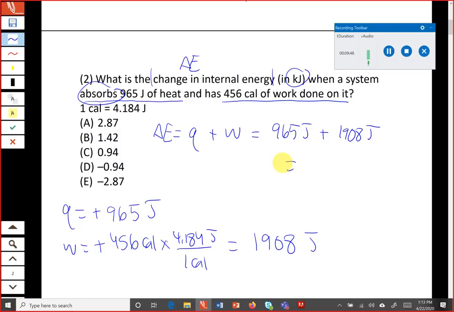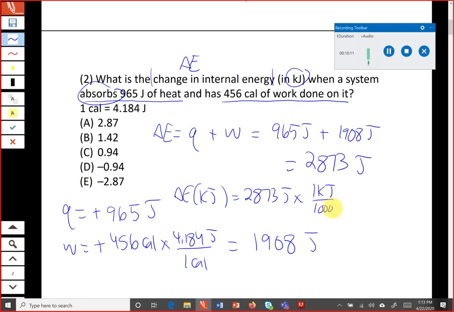Sorry, the rest of the problems I have worked out ahead of time, so I'm not going to have these pauses in the future. So what I got was 2,873 joules, and then the delta E in kilojoules, which is the answer unit that we're looking for, is going to be 2,873 joules times 1 kilojoule over 1,000 joules. So we get 2.873 kilojoules, rounded to the correct sig figs gives us 2.87. Okay, and that's going to correspond with answer choice A there.